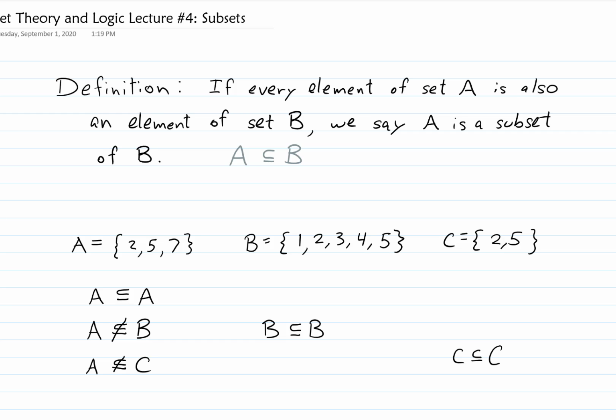Let's look at some other possibilities, though. Is B a subset of A? Well, it's not, right? All I have to do is find one element in B that is not in A. There's a 1 that is in B that is not in A. So B is not a subset of A.